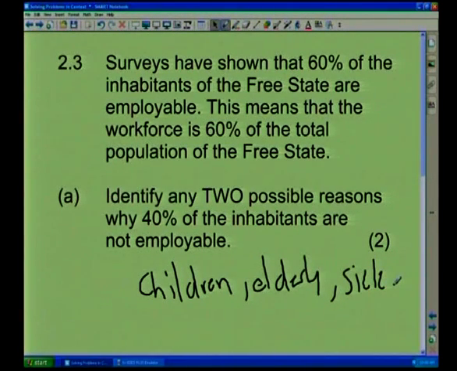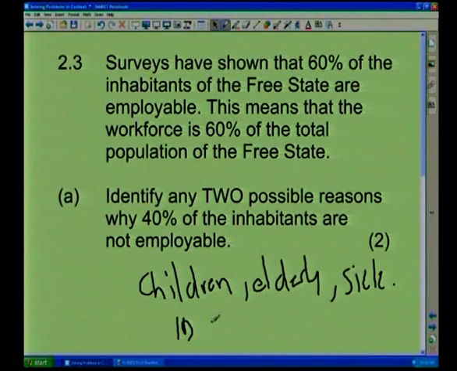There might be people who cannot be employed because they don't have a work permit, for example, but they're living in the Free State. And because they don't have all the documents, things like the ID books, the work permits, etc., they can't be employed because companies won't employ people that don't have those things. So you could mention things, ID documents.